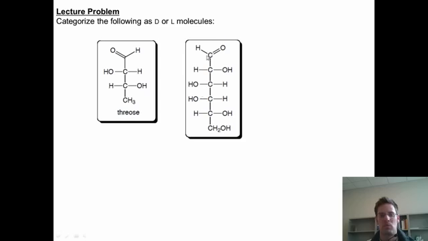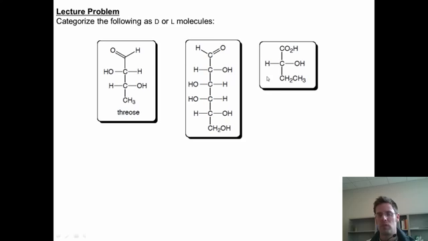Here's a more complex molecule. Once again, I do not look at the CH2OH, I just look at the OH coming off of here. What is it? It's pointing to the right, therefore it's a D molecule. Here's a Fisher projection of a simpler molecule. I look down here, there's only one OH, and it's pointing to the right. So once again, it is a D molecule.